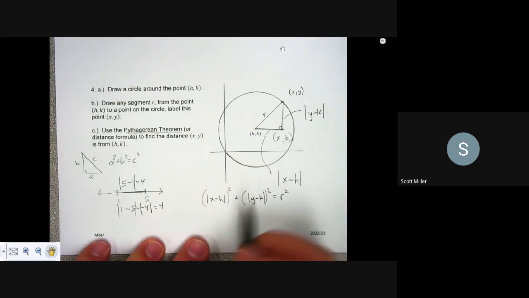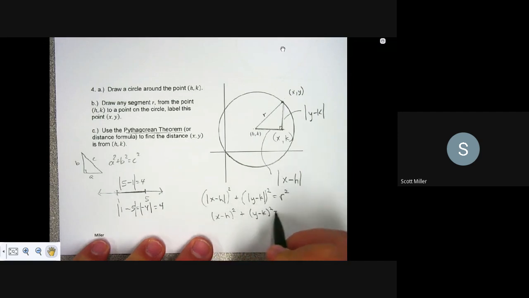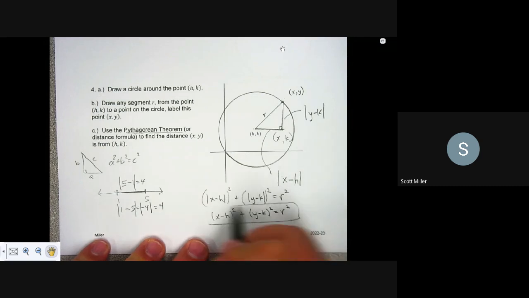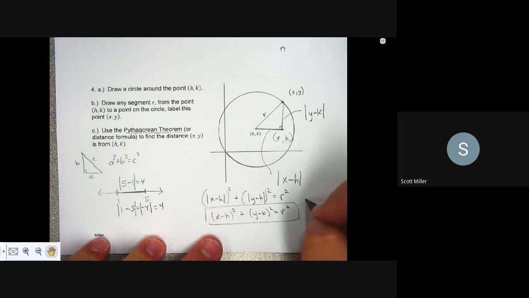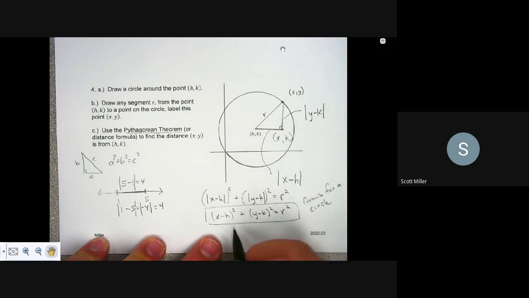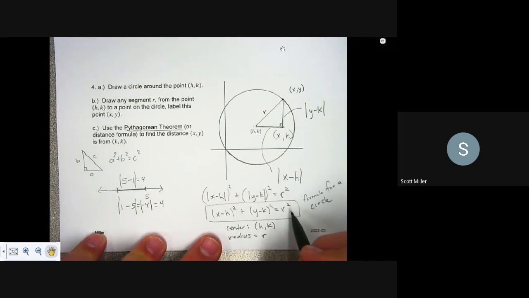So they drop the absolute value parentheses for this, and they write this out as x minus h squared plus y minus k squared equals r squared. And that is the generic formula for a circle. And what do we know from this? We know that the center is the point h comma k, and the radius is r. So whatever that number is, you take the square root of it, that's your r, if it's in this formula.